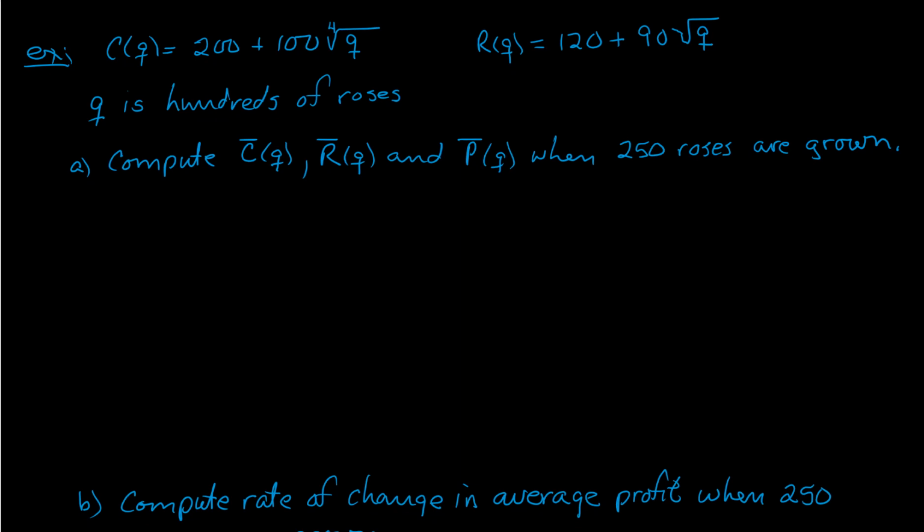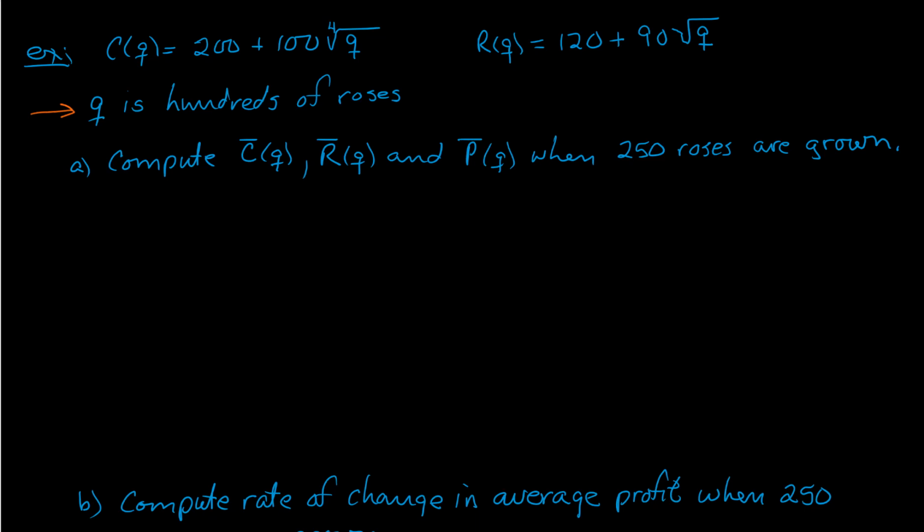For this company, it costs 200 plus 100 times Q to the 1/4 power to produce Q hundred roses. Watch the units here. If Q winds up being 2, that is 200 roses. Okay, so we have to be careful. Then the revenue off of these roses is going to be 120 plus 90 square root of Q. Part A asks you to compute C bar of Q, R bar of Q, and P bar of Q.